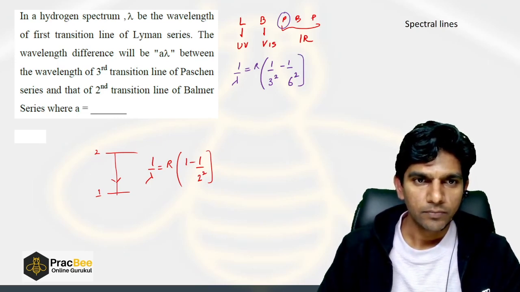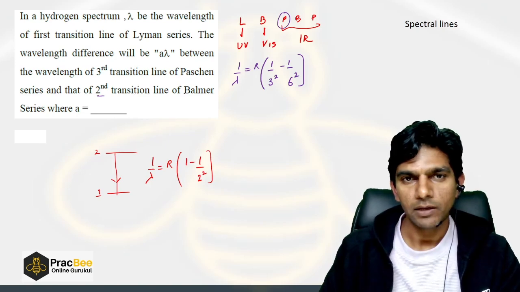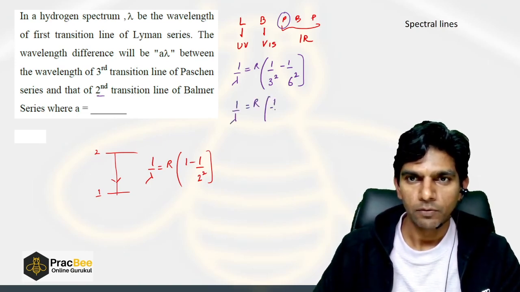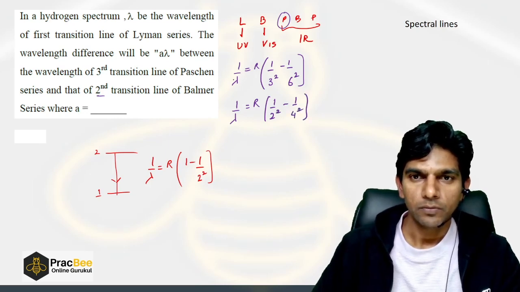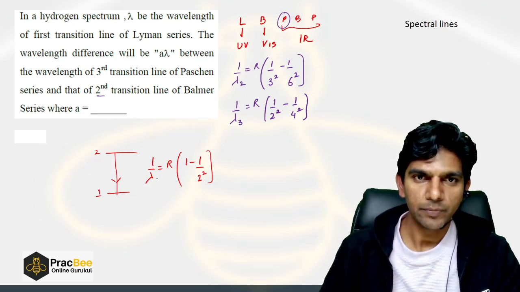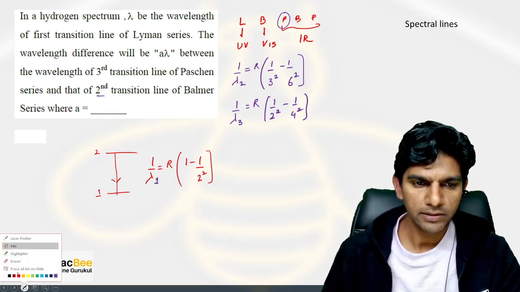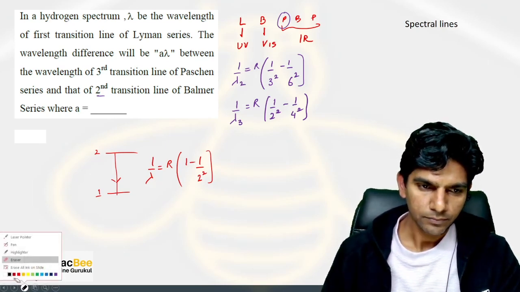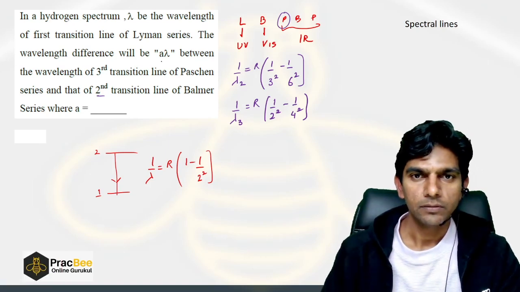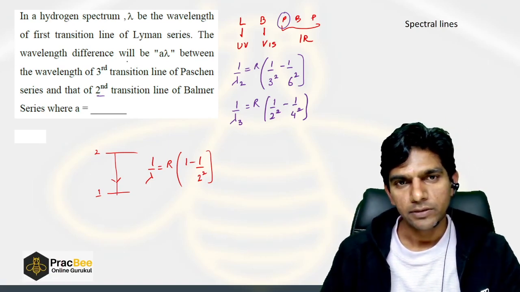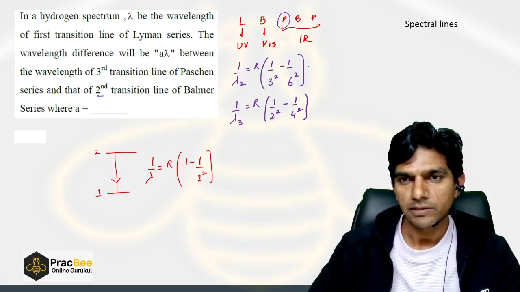And the second transition in Balmer. So in Balmer, we have 1 by lambda equals R times 1 by 2 square minus 1 by 4 square, right? Now, let us say this is lambda 2, this is lambda 3, and this one is lambda 1. Oh, okay, let us keep it as lambda only, right? And we have given that the wavelength difference will be delta lambda, right? So first let us calculate these values.